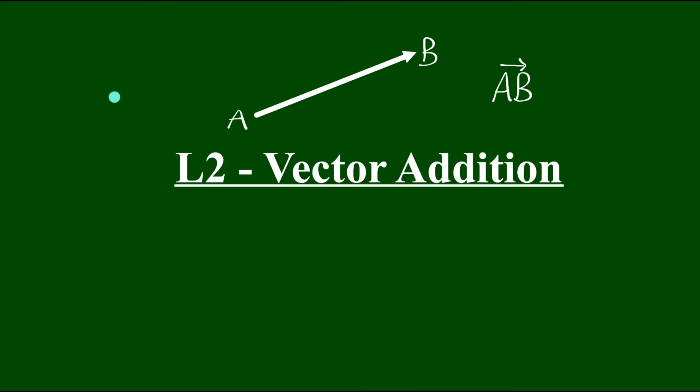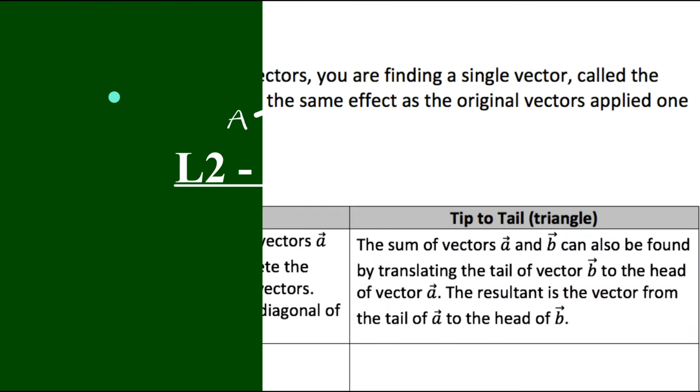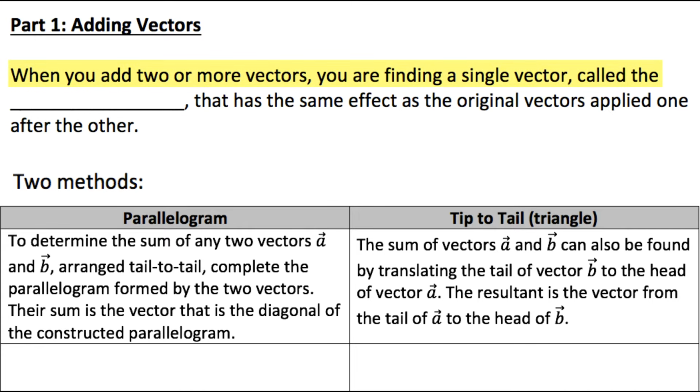Now what we're going to do is look at, what if we have multiple vectors and we want to add or subtract them together? We'll start with adding. When you add two or more vectors together, we find a single vector, and we call that single vector the resultant vector. And that resultant vector has the same effect as the original vectors applied one after the other.